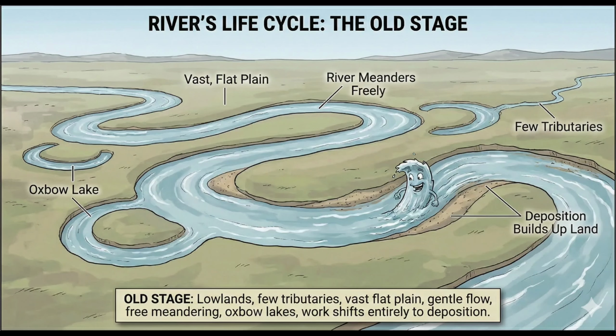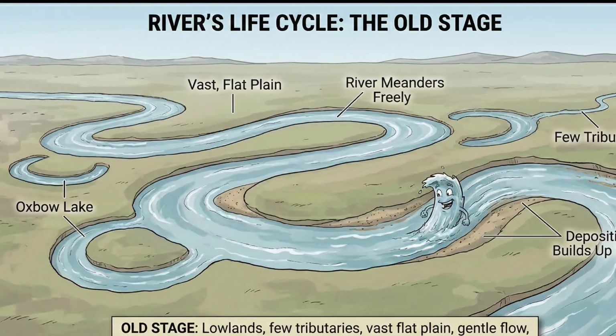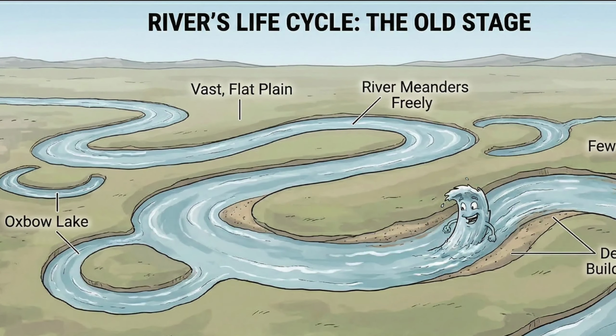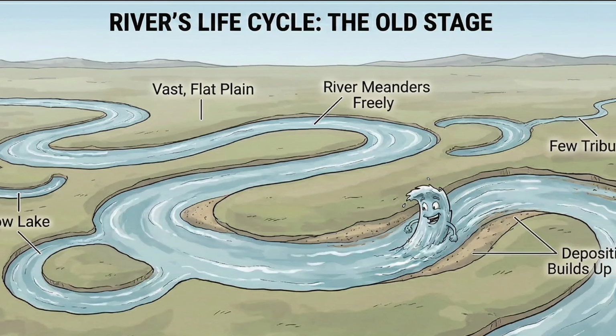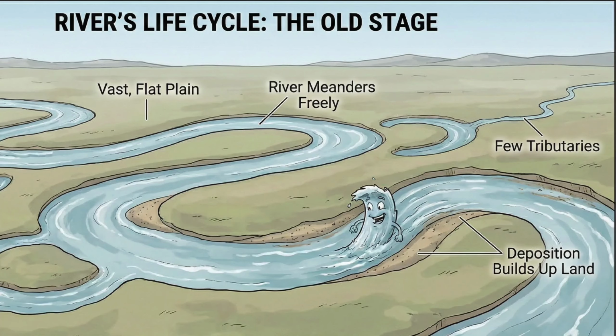3. The old stage. Finally, the river reaches the lowlands. The tributaries are few. The landscape is a vast flat plain. The river flows gently. It meanders freely. It leaves behind oxbow lakes. The work of the river shifts almost entirely to deposition. It builds up the land rather than cutting it down.